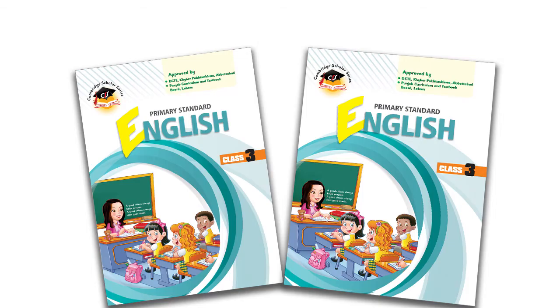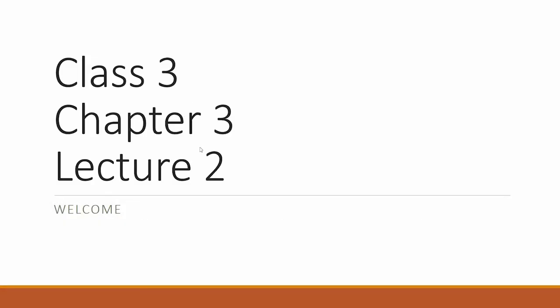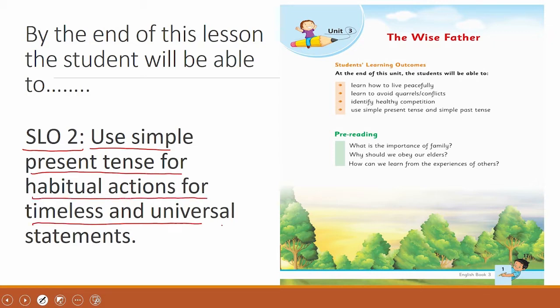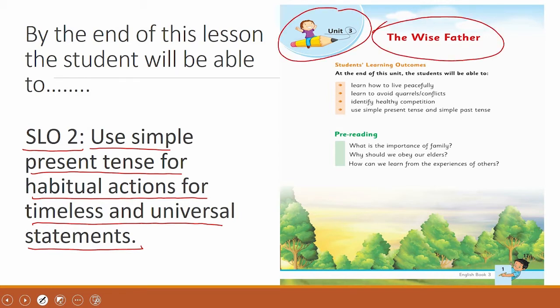For today's lesson, you need the textbook for class 3, chapter 3, lecture 2. By the end of this lesson, students will be able to use simple present tense for habitual actions, for timeless and universal statements. Unit number 3, The Wise Father.